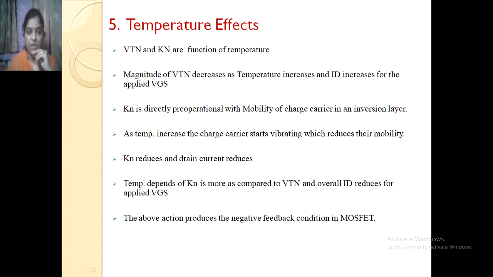Then what are the temperature effects? So let us see.